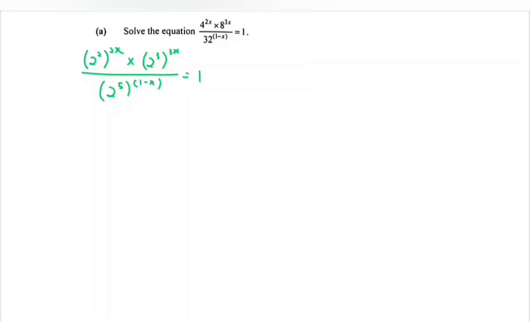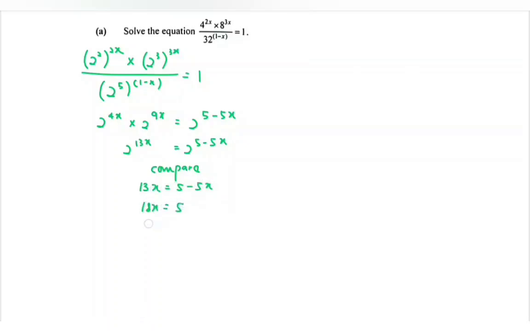equals to 1. We may cross multiply the situation. So in here we have 2 to the power of 4x multiply with 2 to the power of 9x, which is equals to 2 to the power of 5 minus 5x. Focus on the left hand side. We can make use of the rules of indices. 2 to the power of 13x is equals to 2 to the power of 5 minus 5x. Since we have the same base, we can compare the index, where we have 13x equals to 5 minus 5x. So 18x is equals to 5. x is equals to 5 over 18.